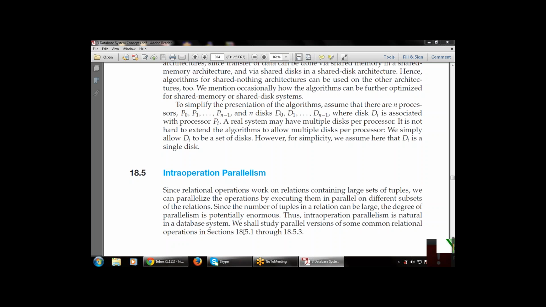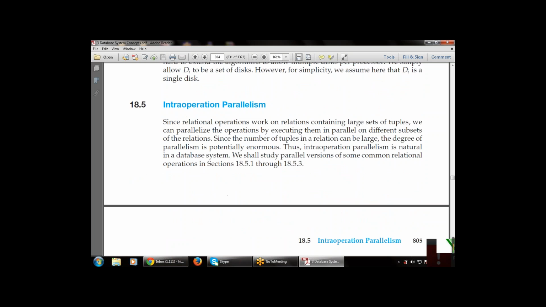So next is the intra-operation parallelism. Since relational operations work on a relation, there are many relational operations, such as less than and greater than, that work on a large set of tuples. We can parallelize the operations by executing them in parallel, the same greater than or less than operation executed in parallel on different subsets of the relation.